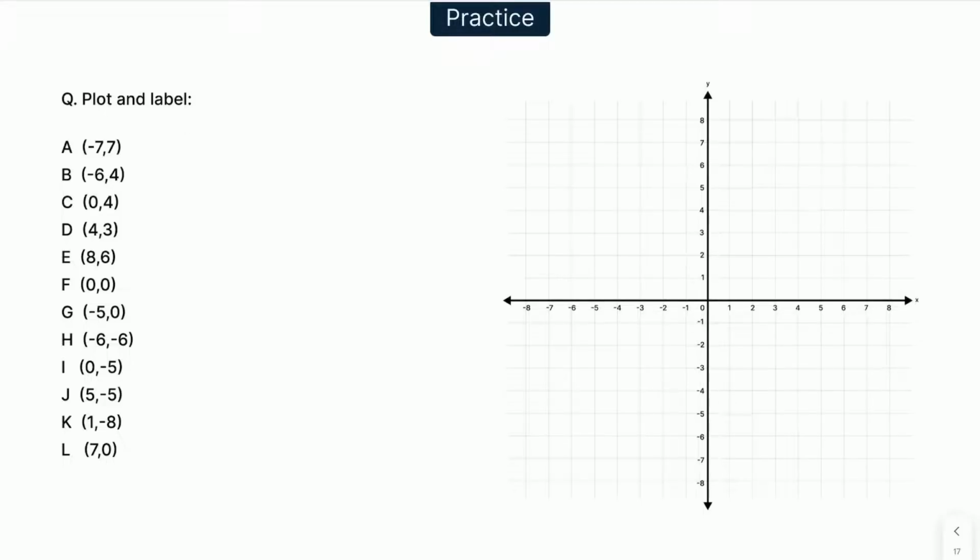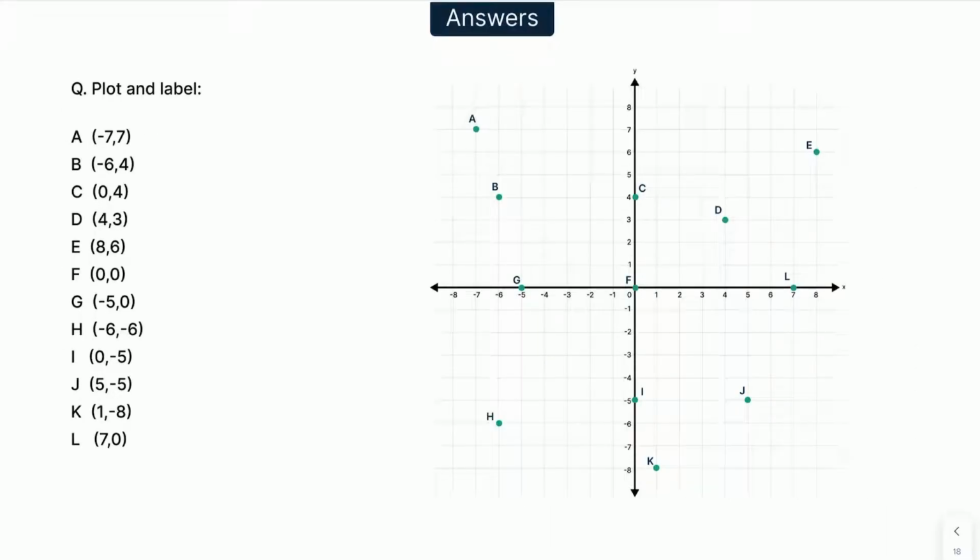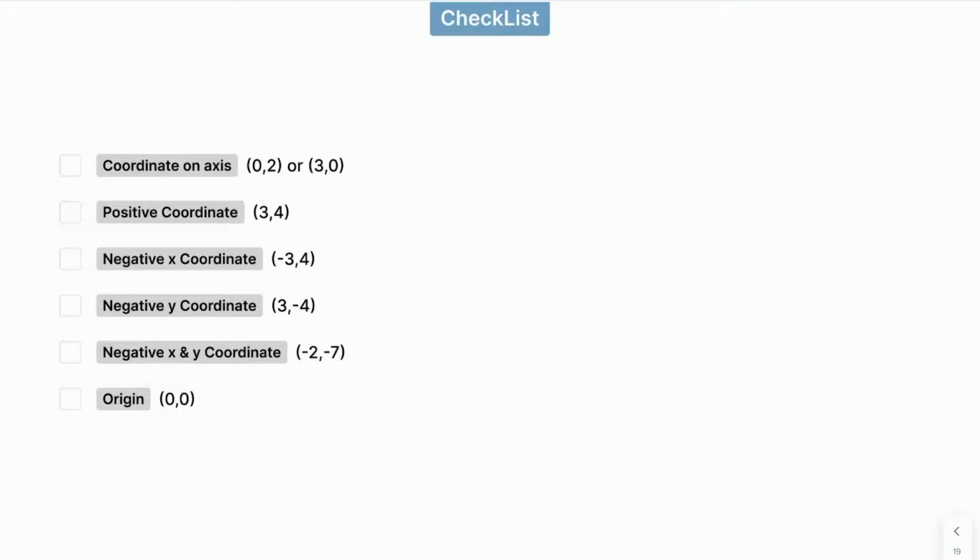So here's some practice questions for you to try, covering all the examples that we've covered. Press pause and have a go. When you're ready, press play for the answers. Here are the answers. Mark your work. And in this video, we've covered all these different types of examples. We've covered coordinate axes, positives, negatives, negative x and y, and we've also covered the origin in 2 coordinate graphs as well.